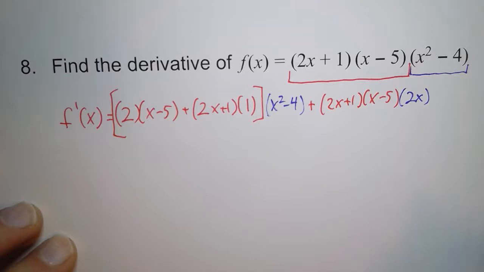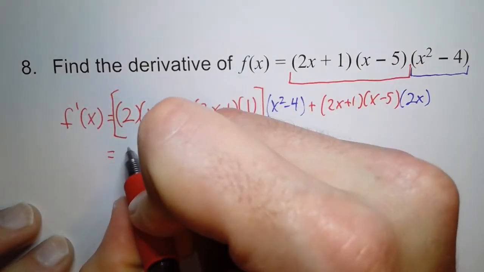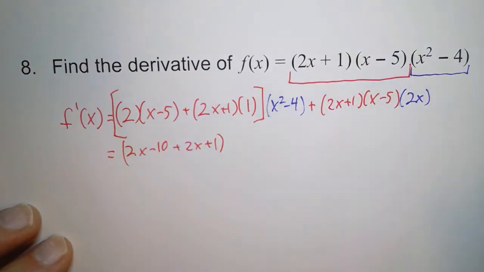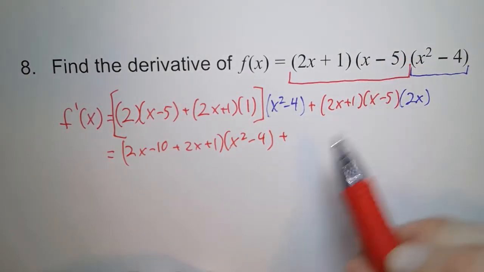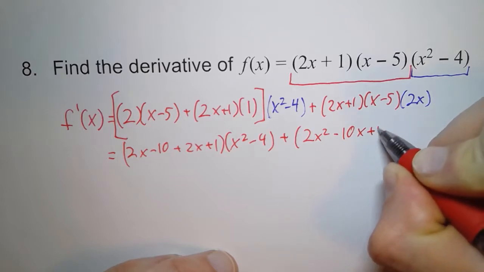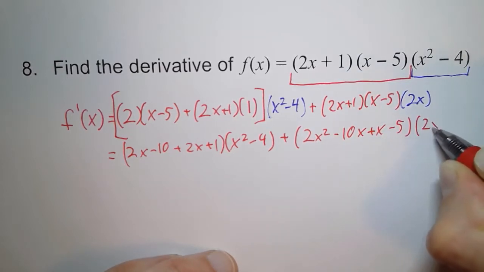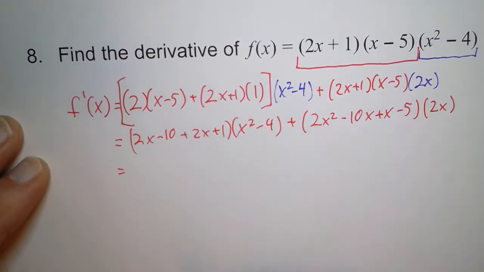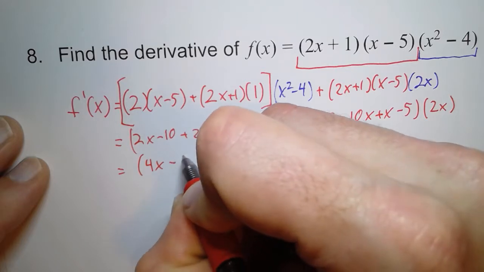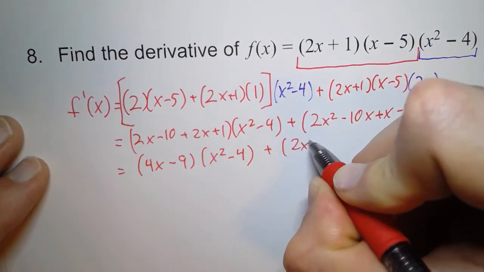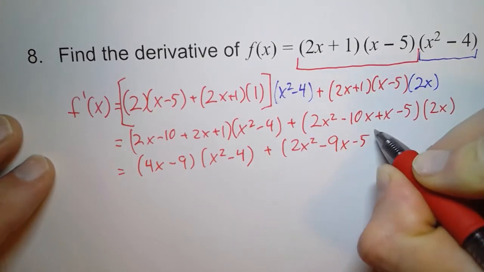So let's simplify this. Inside here we have 2x minus 10 plus 2x plus 1 times x squared minus 4 plus, what I'm going to do is I'm going to expand these two out. So we have 2x squared minus 10x plus x minus 5 times 2x. Now let's simplify these and combine our like terms for both this one and for this one. So we have 4x minus 9 times x squared minus 4 plus 2x squared minus 9x minus 5 times 2x.